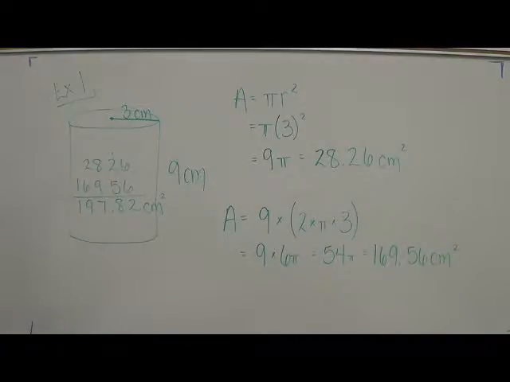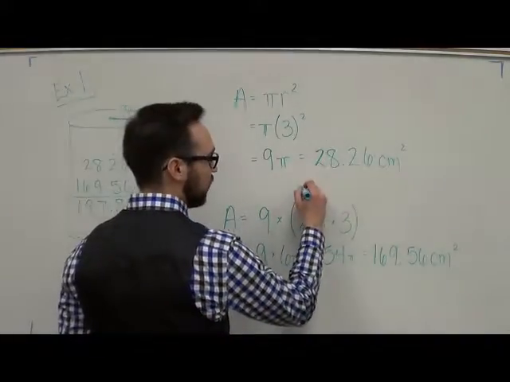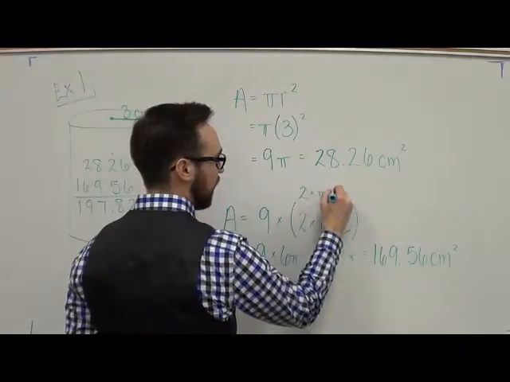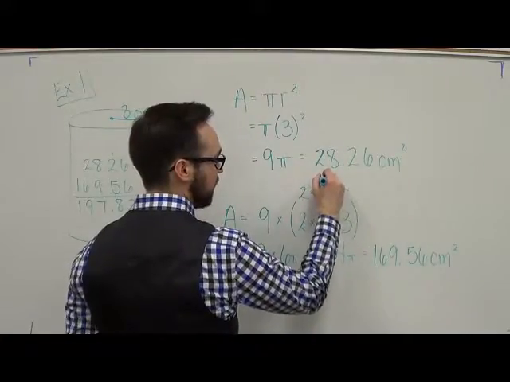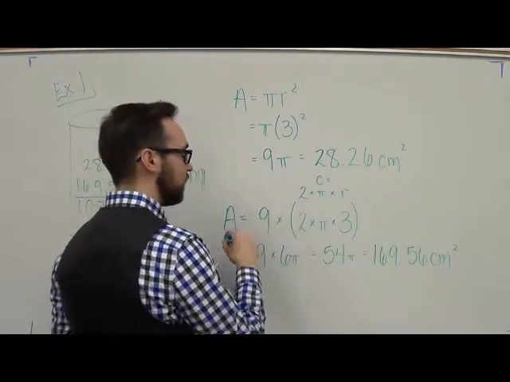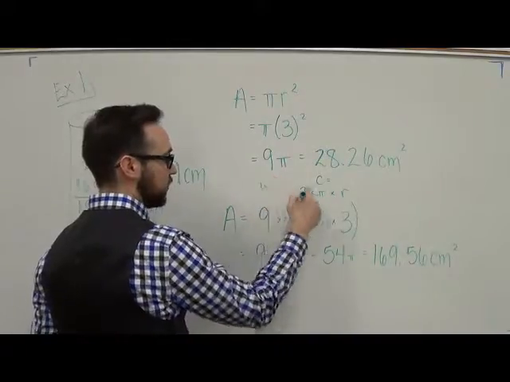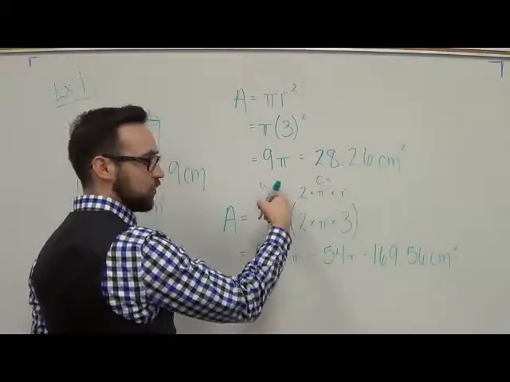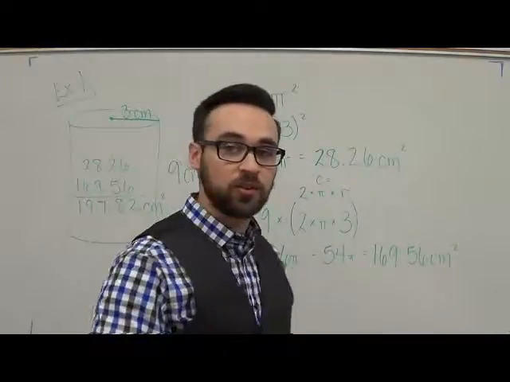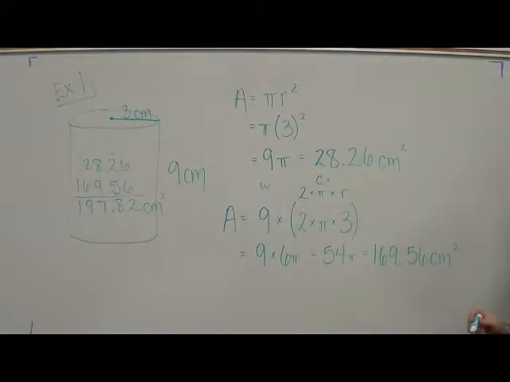So again, remember that this 2 times pi times 3 was 2 times pi times the radius. This is the circumference of the circle, and this was the width. So this was our length, right? And this was our width. And we broke it down into the circumference to actually find the length.